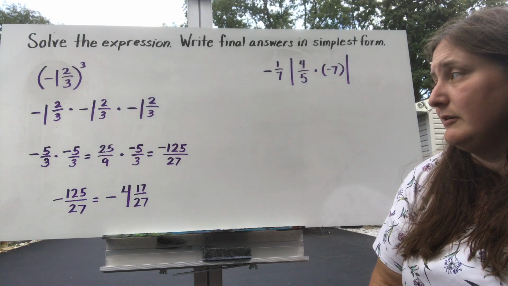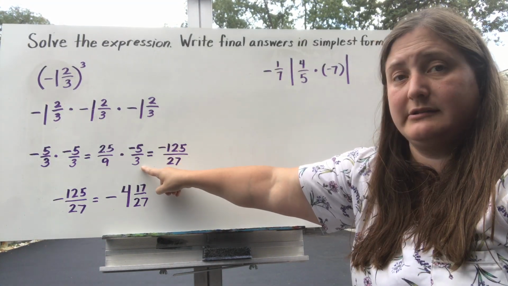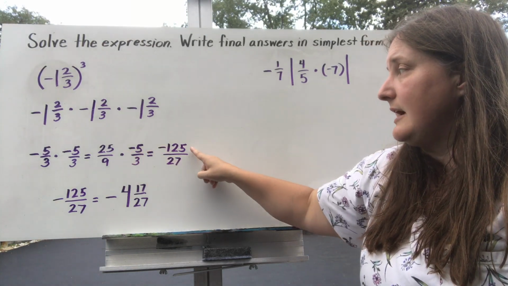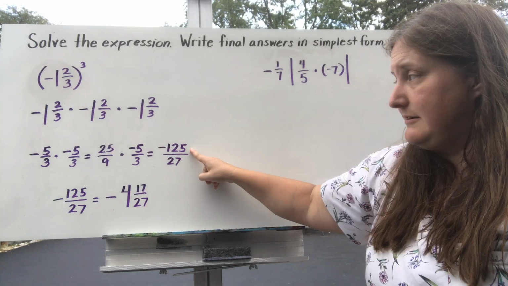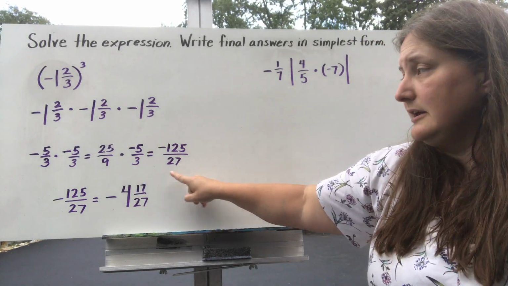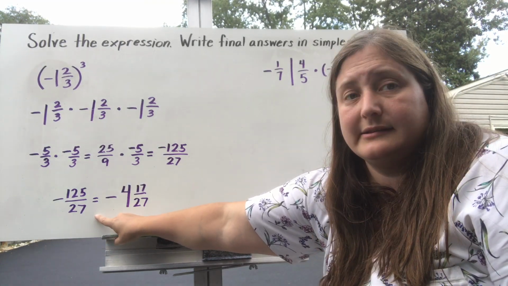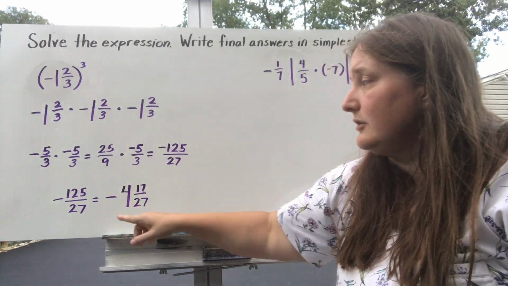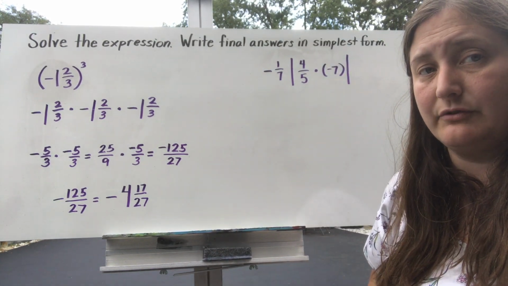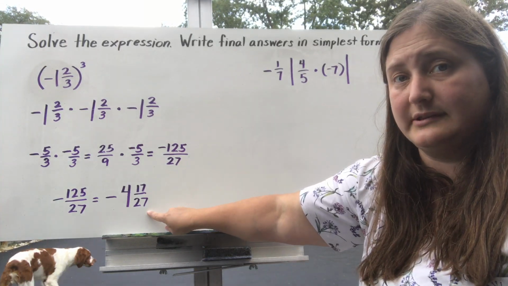So I've multiplied 2 of them. Now I'm going to multiply by the third negative 1 2/3, converting it to negative 5/3. And 25 times negative 5 on top gives me negative 125. And 9 times 3 is 27. So I have a final answer of negative 125 over 27, but this guy is not in simplest form. 27 goes into 125 4 times with 17 leftovers. So my final answer is negative 4 17/27.